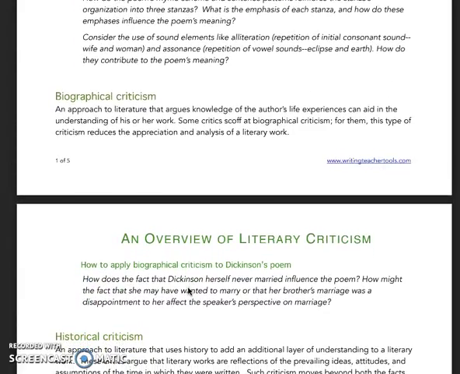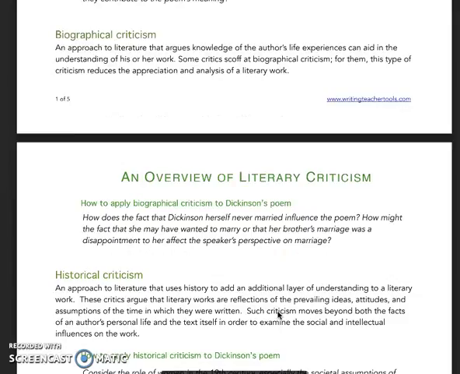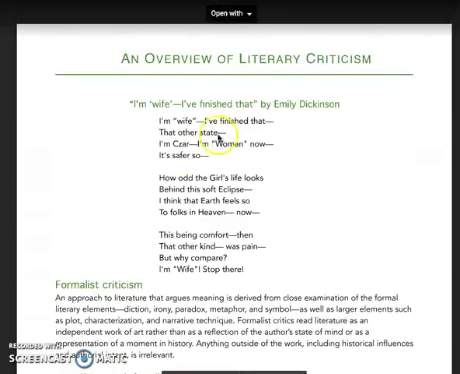Another way that we could interpret this poem is through biographical criticism, and that would be looking at the literature through the lens of the author's life. So if we were going to ask questions about this particular poem, we might say, how does the fact that Dickinson herself never married influence the poem? And is the fact that she may have wanted to marry or that her brother's marriage was a disappointment to her affect how the speaker sees marriage? So that would be another approach to using literary criticism to interpret the text.